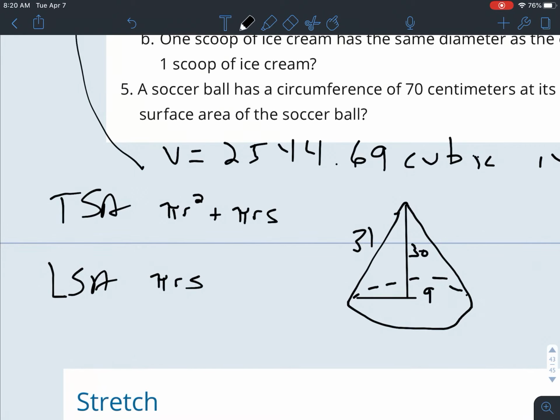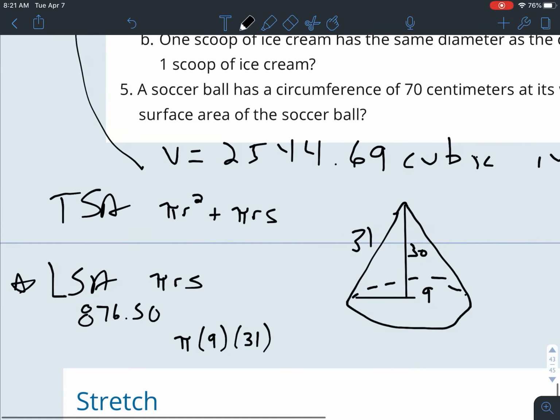So let's plug these numbers in. We'll do the lateral first. So pi r would be 9, and our s would be 31. We type that in our calculator: pi times 31 times 9, either way works with me. Hit enter, and we come out with our lateral surface area of 876.50. Should be squared inches. Yep, squared inches.